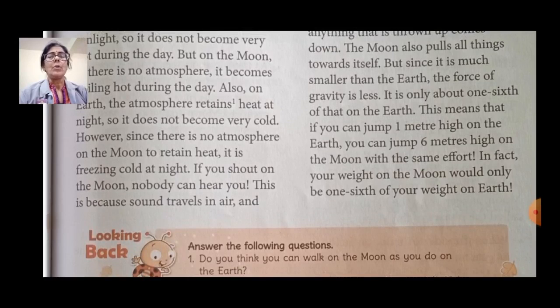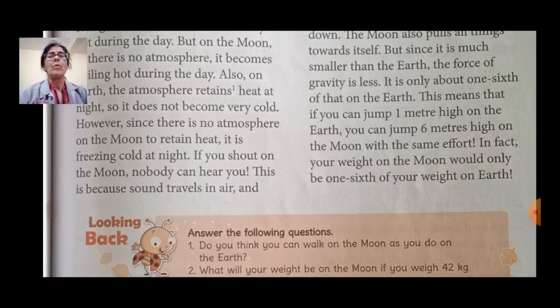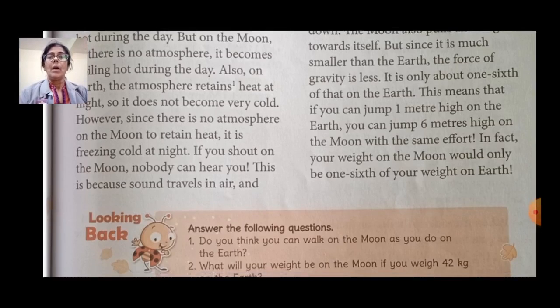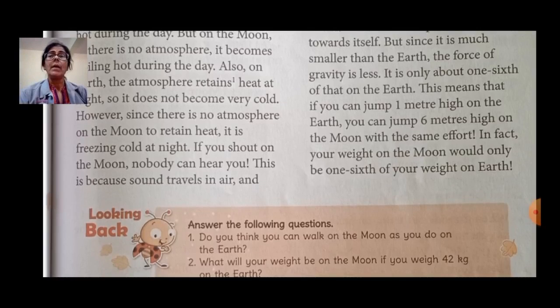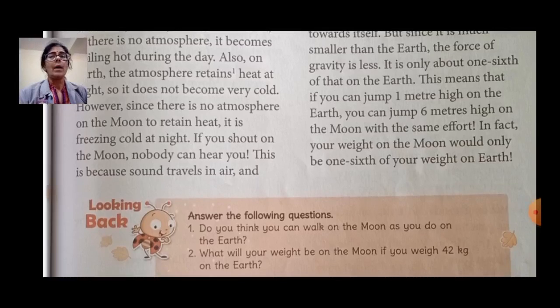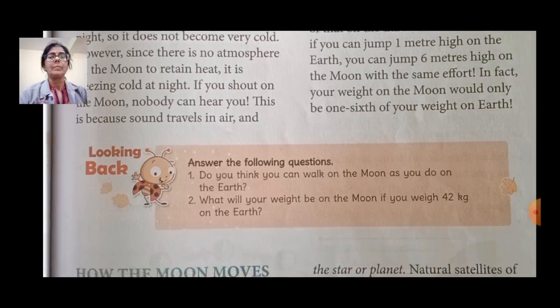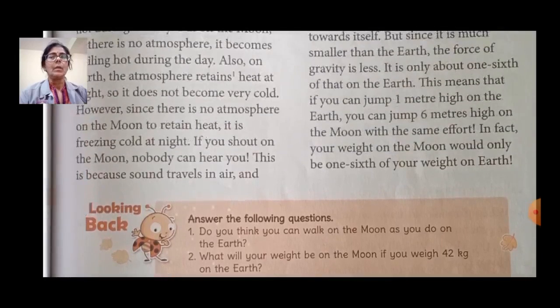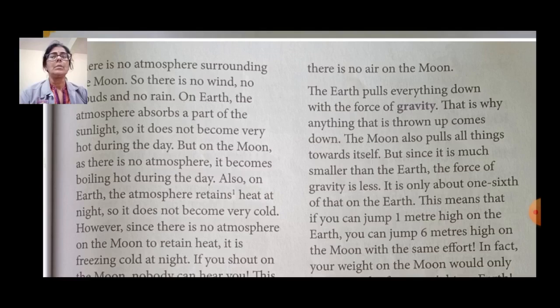If you shout on the moon, nobody can hear you. This is because sound travels in the air. Why can we hear each other's words? Why? Because sound travels in air only and there is no air on the moon. So if anyone shouts on the moon, no one can hear. There is no air on the moon.